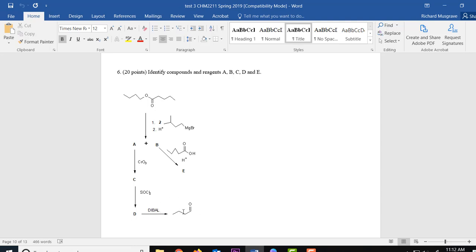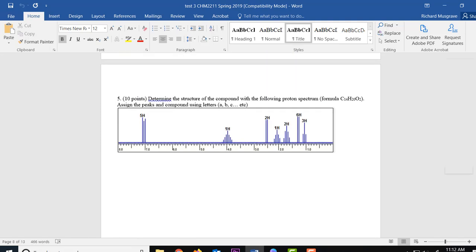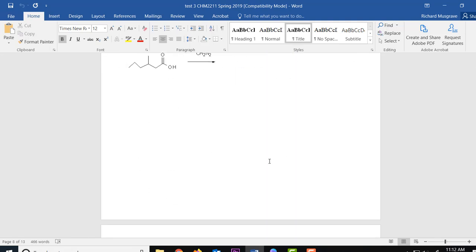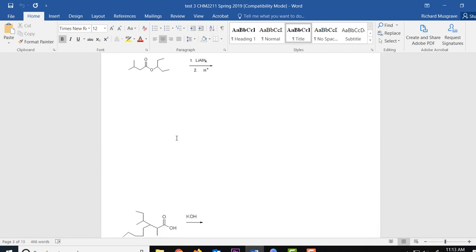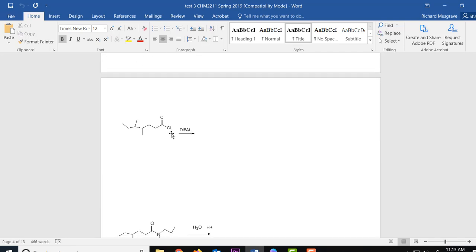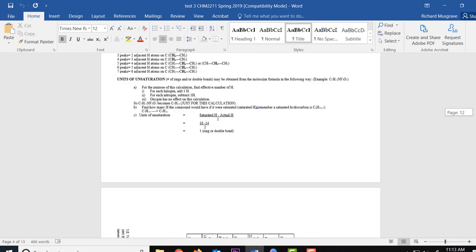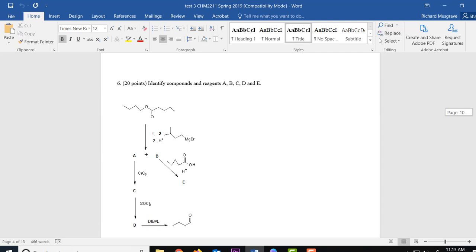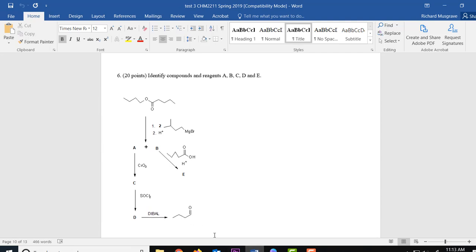See this DIBAL here? That happens to be one of the reactions that was in test 1 here. So if you didn't know what this one gave here, you could possibly get some clues from this question here, knowing what the product is. And this might in turn give you some other clues for question 1 answers as well. All right, so that's going to be what you'll see pretty much for test 3.